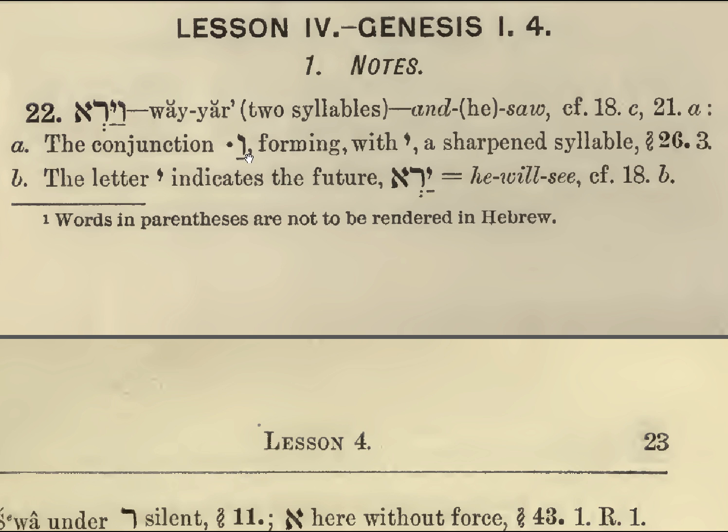The conjunction va with the dagesh forte, which is here, and you can see it here inside the yud, so forming with the yud a sharpened syllable. So the first syllable is closed. Vai, and then yar. It's not va yar, as a modern Israeli would say, but vai yar, with a y going to both syllables. This letter y indicates the future tense. Yar, he will see.